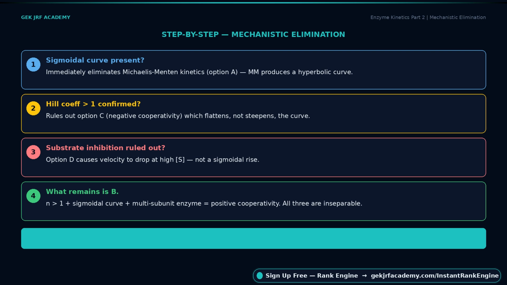Step 3. Eliminate option D. Substrate inhibition produces a curve that rises then falls at high substrate concentrations, not the classic sigmoidal shape, and not associated with a Hill coefficient above 1. What remains is B. Positive cooperativity. Hill coefficient greater than 1. Sigmoidal curve. These 3 features are inseparable.